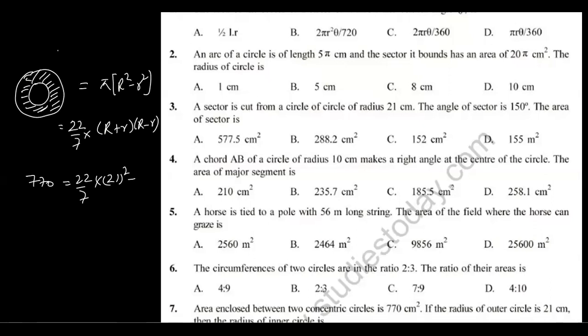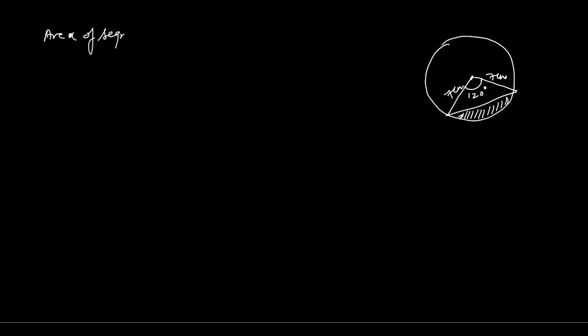I'm going to give you a simple question. Let's do this one. You are going to have a circle with radius 7, 7 centimeter. Please calculate the area of the segment if this angle is 120 degrees. If this angle is 120 degrees and this side is 7 centimeter, this is also 7 centimeter. Please calculate the area of this segment. Please calculate this area.